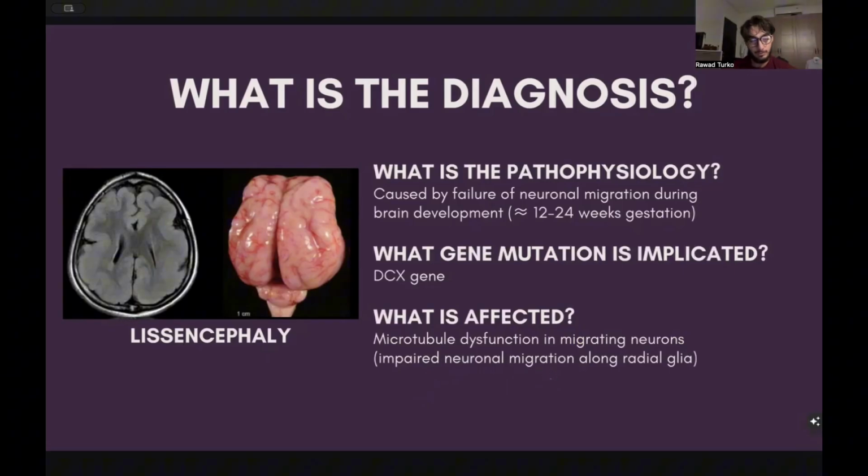Okay, so again, the main point that I want you to know here is that part of the nervous system development, you're going to get these neurons that are going to migrate along these radial glial fibers. And if you have a mutation in this DCX gene, which I guess produces something to do with the microtubules, then you're going to have microtubule dysfunction, which is going to have impaired neural migration.